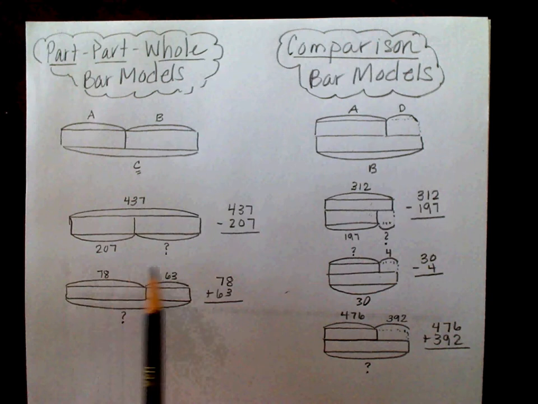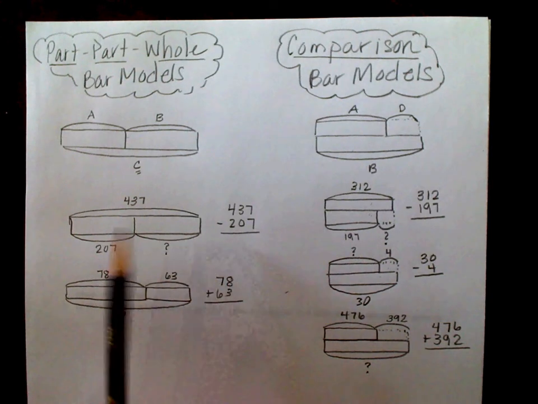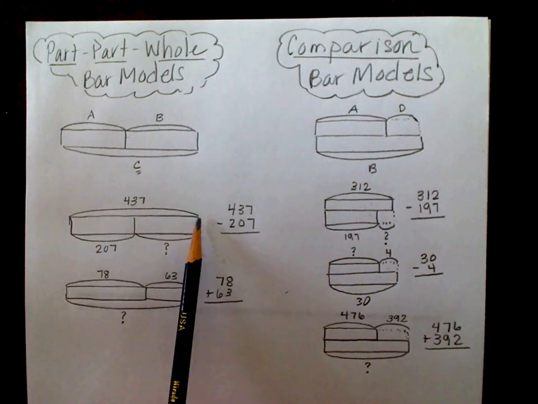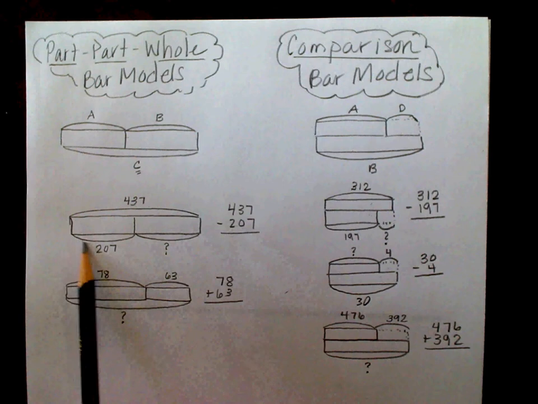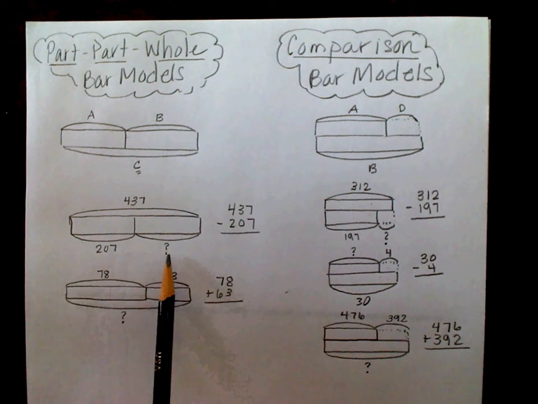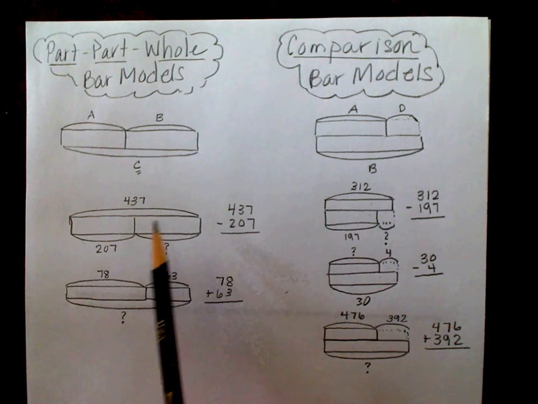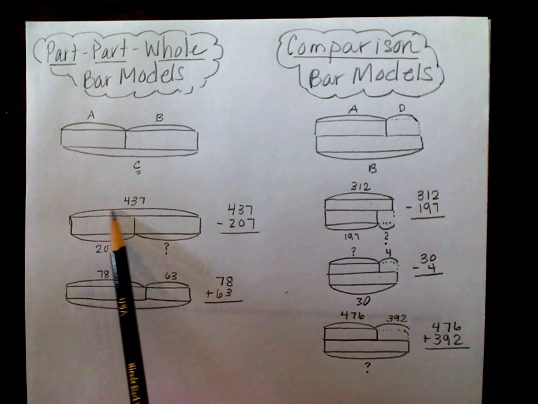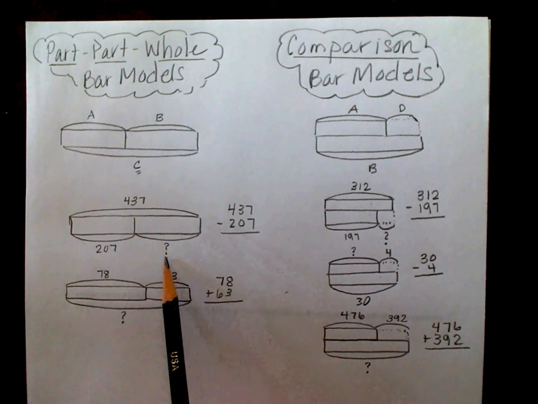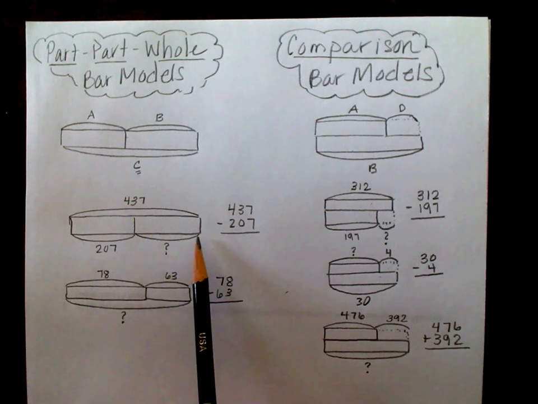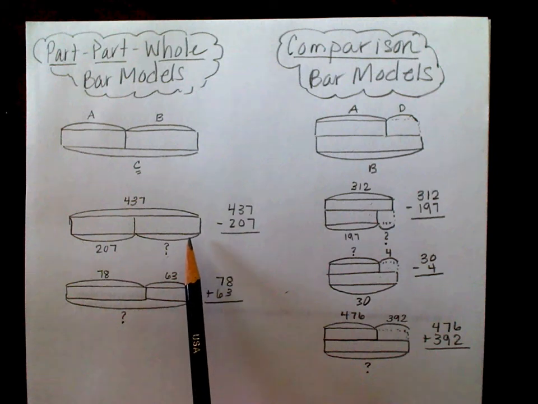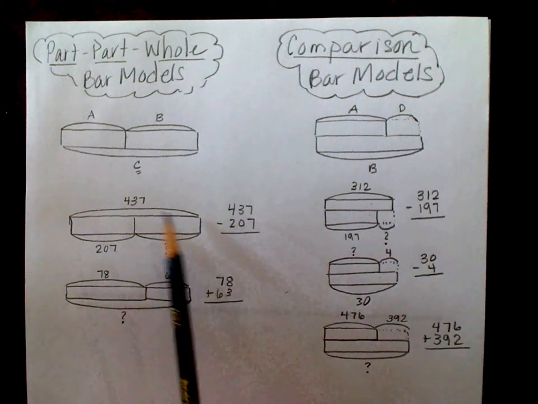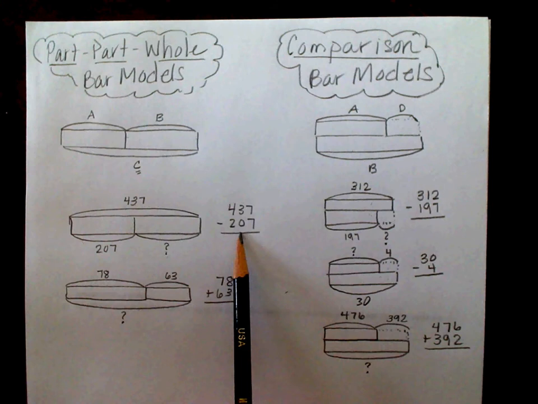So let's take a look at what that looks like with numbers. In this case, we have the whole, which is 437, and we have one of the parts, which is equal to 207, and we're trying to solve for the other part. And if you look at this bar model, and if you've plugged the numbers in correctly, you can see that 437 is clearly the biggest part. So if you were trying to solve for one of the smaller parts or one of the smaller numbers, then you would subtract. So you would take 437, the whole, and subtract out 207.